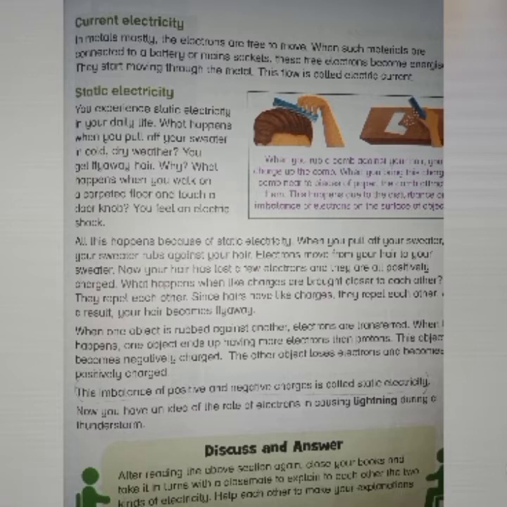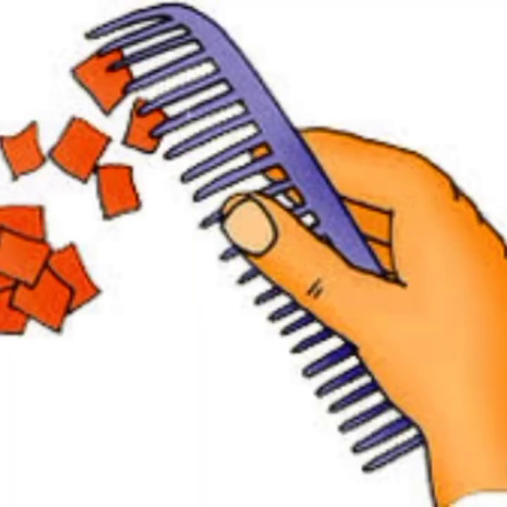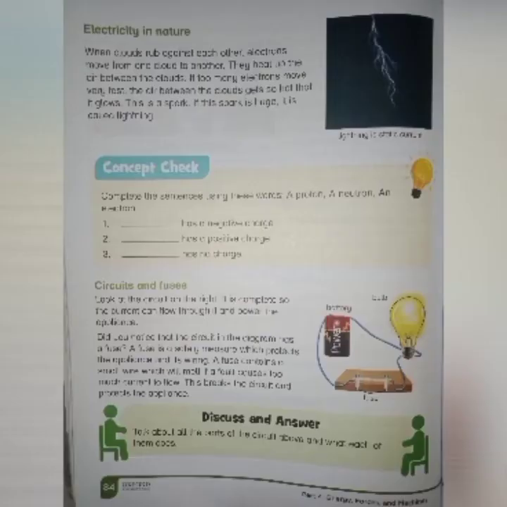On page 82 you can see a diagram where a man is rubbing a comb against his hair. The comb will become charged. When you bring this charged comb near pieces of paper, the comb attracts them. This happens due to an imbalance of electrons on the surface of the objects. And this imbalance of positive and negative charges is called static electricity. Static electricity is also observed in nature as well.